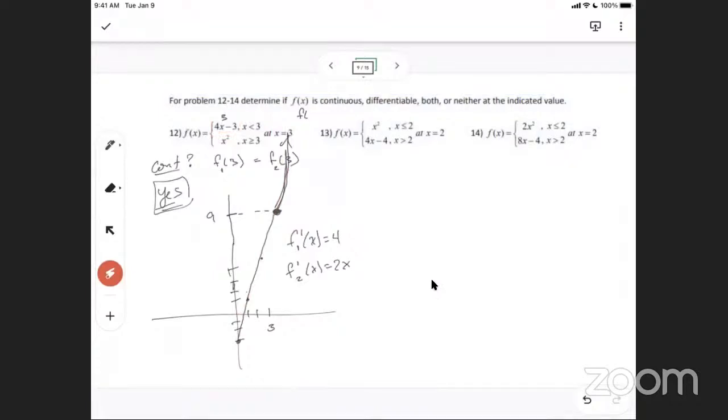You can do the side limits. Okay. Yeah, I don't know if that's it. Side limits, that kind of makes sense. How do you tell if a piecewise function is differentiable?